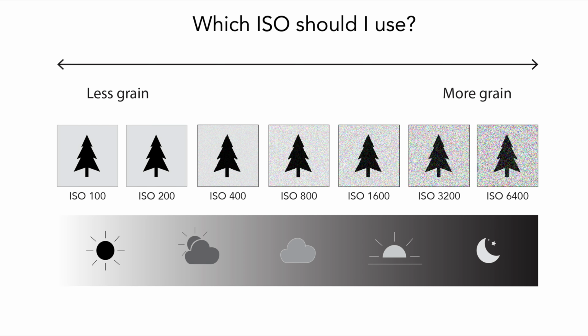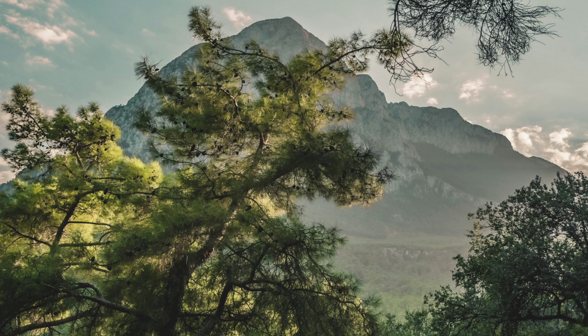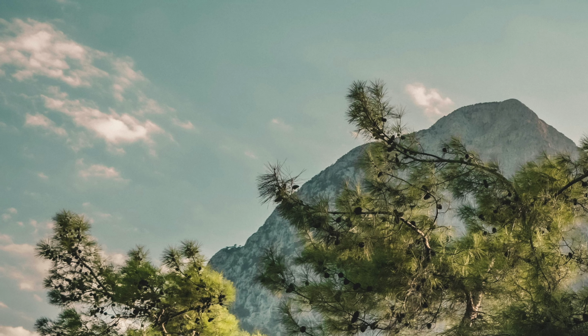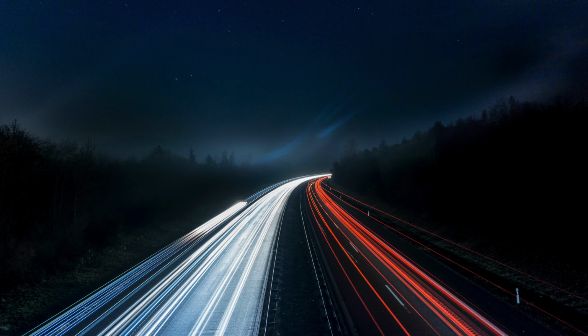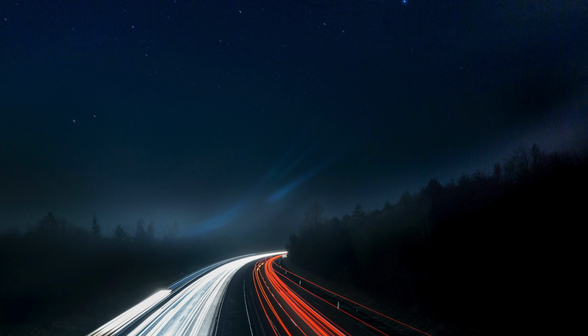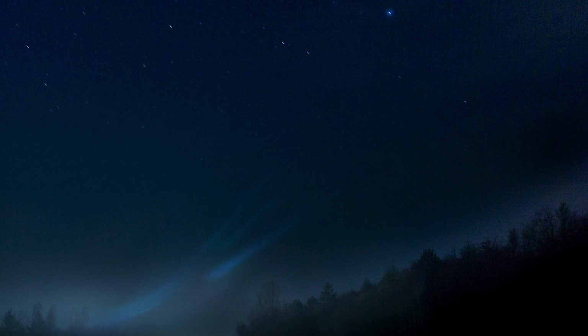Next one is ISO. ISO measures the camera's sensor sensitivity to light. A lower ISO value such as 100 or 200 is best for bright conditions, producing images with minimal noise. Conversely, a higher ISO, like 800 or above, increases sensitivity and makes it ideal for low light situations but may introduce grain or noise to the image.